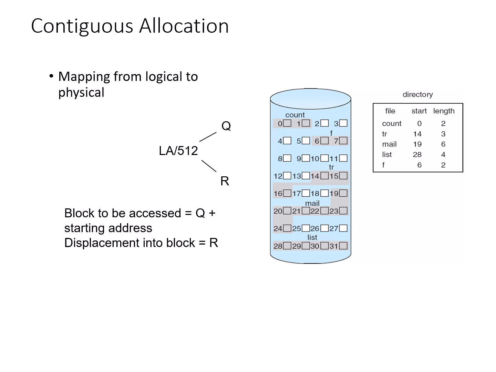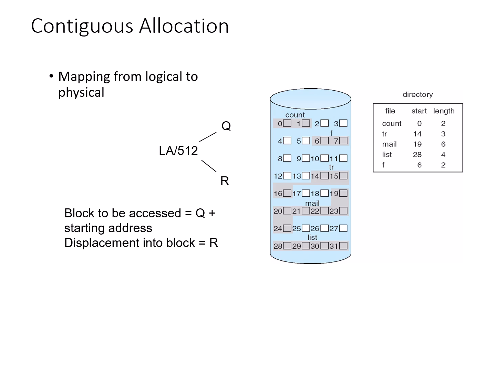On the left we see a disk made up of small parts called blocks, from block 0 to 31. Some blocks are shaded, that means they are already used by the files. The empty ones are still free.